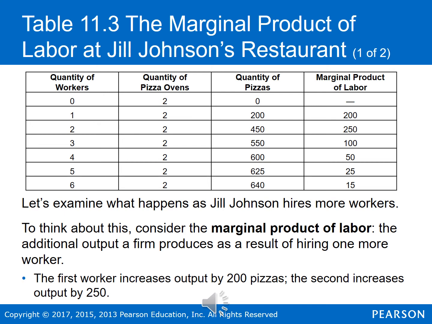But now if we move from 2 workers to 3 workers, the quantity of pizzas being produced will increase from 450 to 550. Because it's only increasing by 100, the marginal product of labor of that third worker is only 100 pizzas. And you can see as we go on from 4 to 5 to 6, the marginal product of labor is going to continue to decrease.